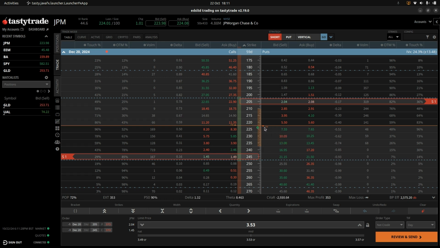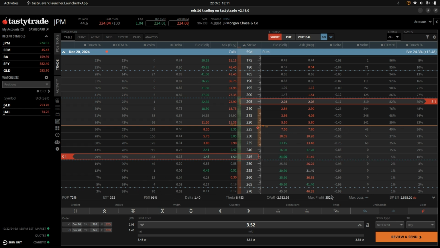Specifically, if price stays within this range, and if price is at or within this range at 59 days in time, then we will keep all this premium. And the chance of that happening is 72%. And if we didn't want to wait all the way to expiration to keep all of the premium, and we just wanted to get out at, say, 50%, then we can simply get out at 50% and we'd have a 90% chance of success. So very, very high probabilities here.